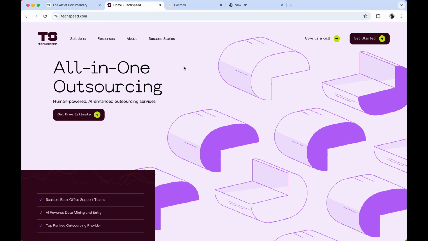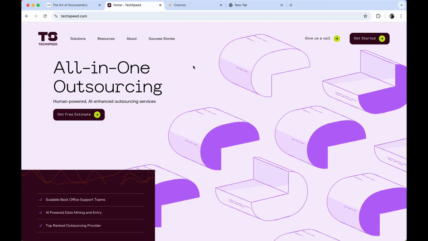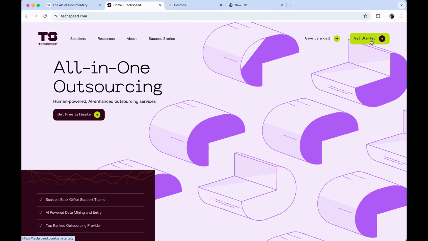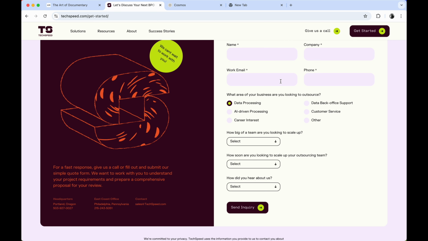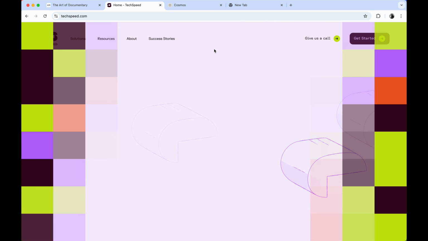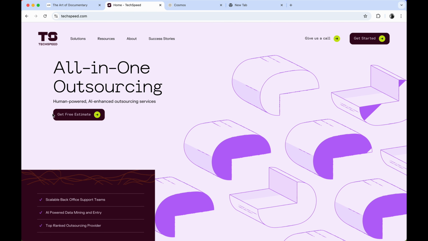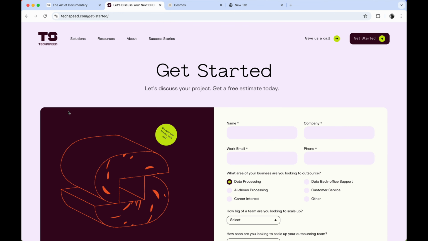Here's another one from TechSpeed, and a bit of a different design here, but right away I can see get a free estimate, get started. And this side is, I'm guessing, generating leads. So here we are, they've got a beautiful form, and right off the bat, they're promoting that get started and that get free estimate. They both go to the same place, and that's great.